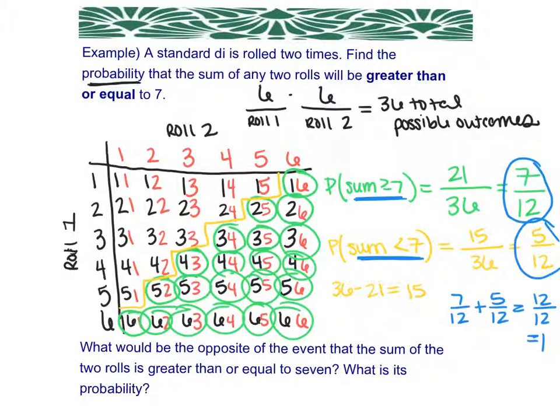But back to the original outcome, I'm getting off on a little bit of a tangent. If I want to find the probability that the sum of any two rolls is greater than or equal to 7, I've got my chart here. I got all 36 outcomes, and I got 21 times out of 36 times, which simplified to be 7/12.